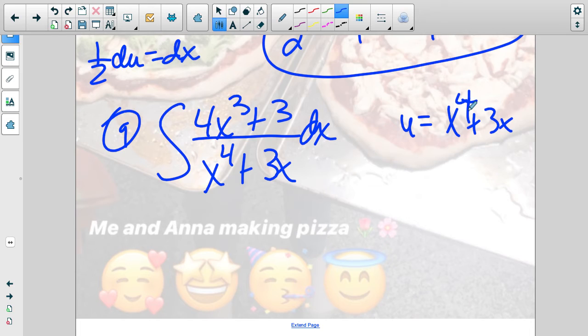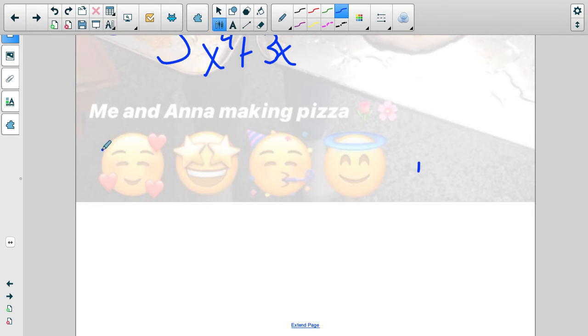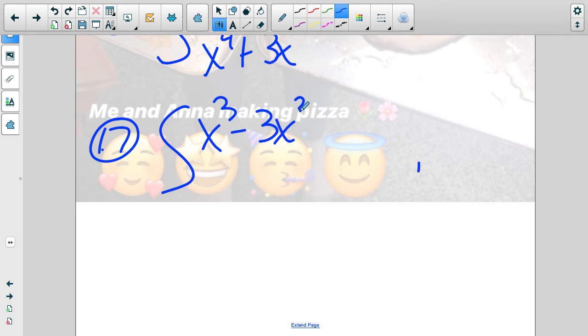All right, now I'm on 17, which I think is one of your problems. I'll double check, because you only want your problems, I'm sure. Okay, 17. Seventeen is the integral, let me double check, 1 skip 3, 5 skip 7, 9 skip 11, 13. X cubed minus 3x squared plus 5 over x minus 3.